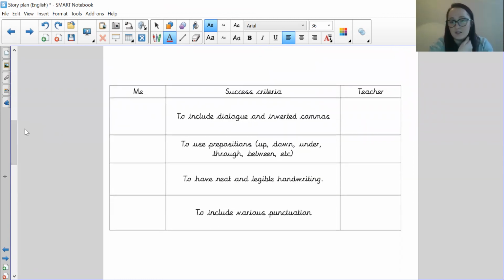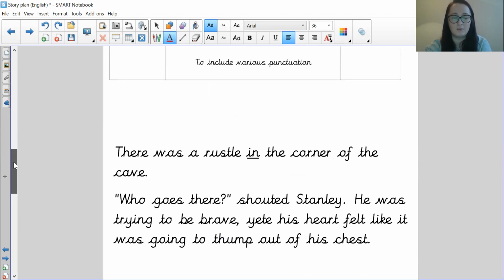So the success criteria for today is that we are going to include dialogue and inverted commas. We are going to be continuing to use our prepositions. So a few are there as an example: up, down, under, through, between, etc. I want you to have neat and legible handwriting, making sure that I can read it Year 3. And I want to see lots of different punctuation. So you've got your full stops, your commas, you've got your inverted commas in there, and maybe you can sneak in an exclamation mark or a cheeky question mark. So let's have a look now.